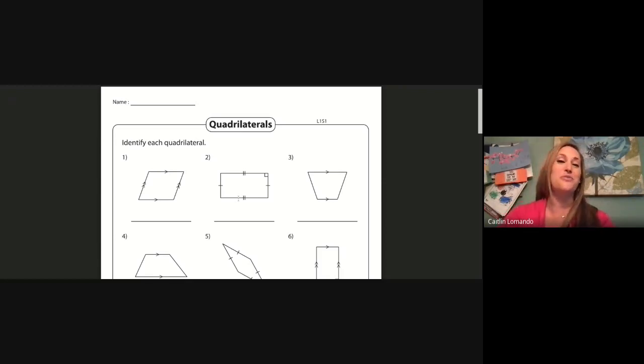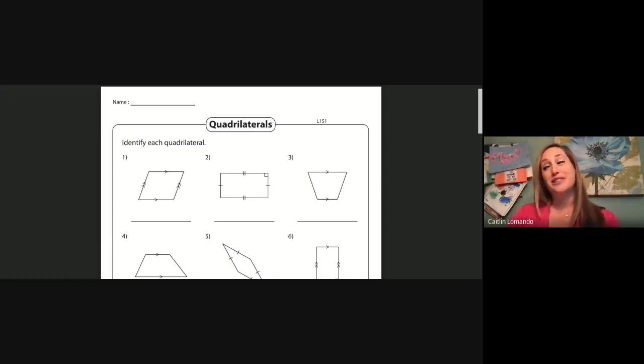Number 2, I think we're all going to know the name of this quadrilateral. Let's pause and discuss. This is a rectangle. That one was easy.